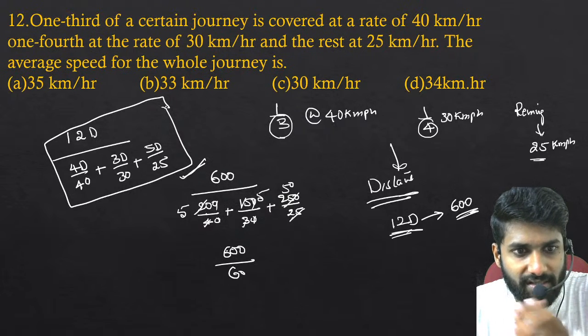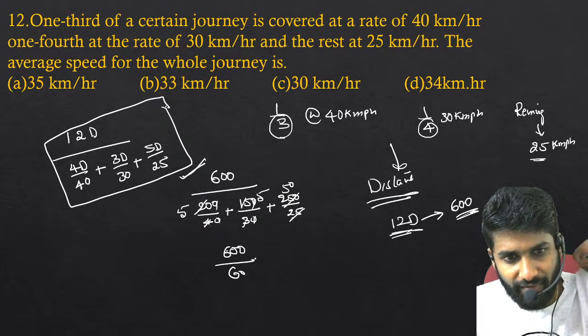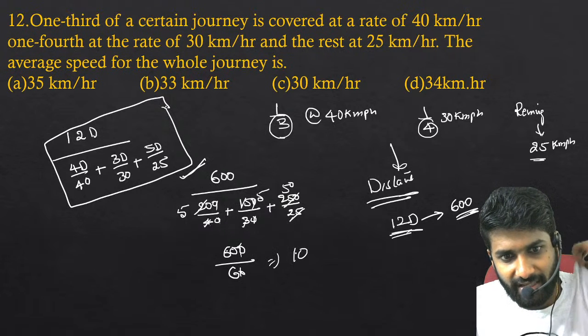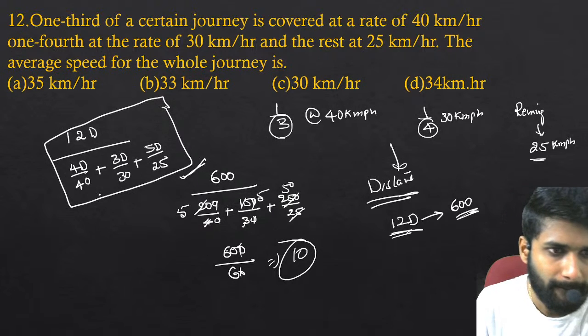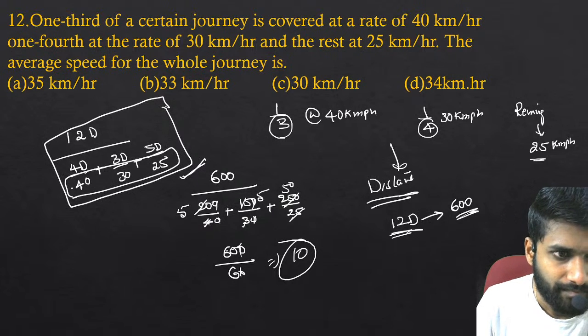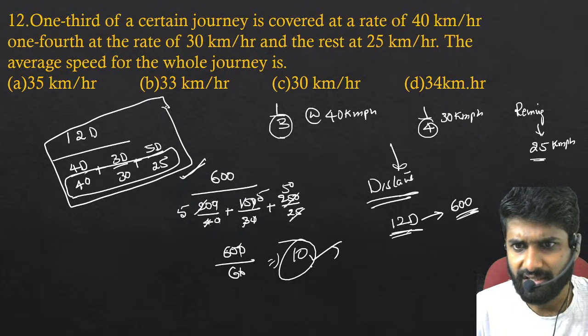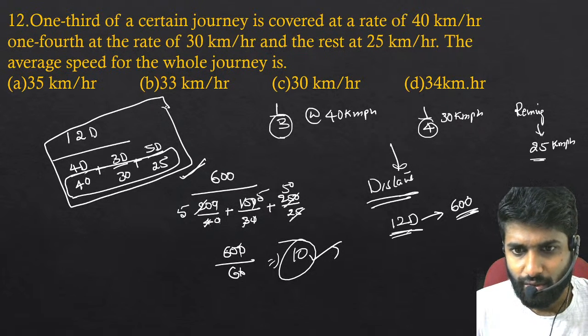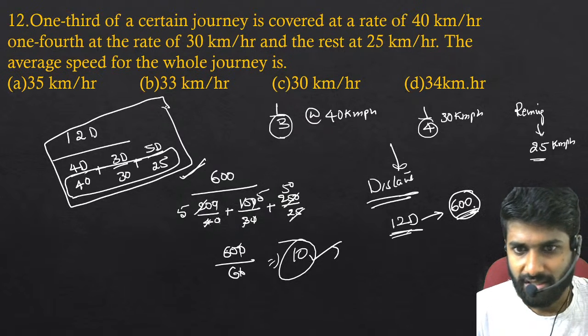The total distance is equal to 600. First 200 kilometers at 40: 4 fives are 20, 3 fives are 15. Okay, no problem. And 25 fives are 25. Now the total value becomes exactly equal to 10. Wait, is it 10? Guys, just wait. The total distance you just assume as 600, no problem.